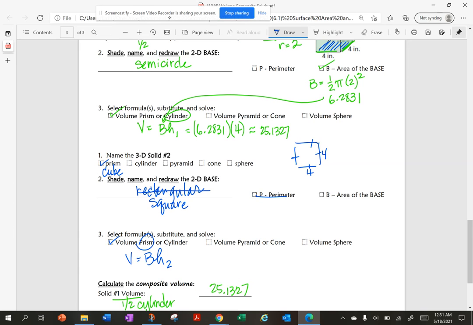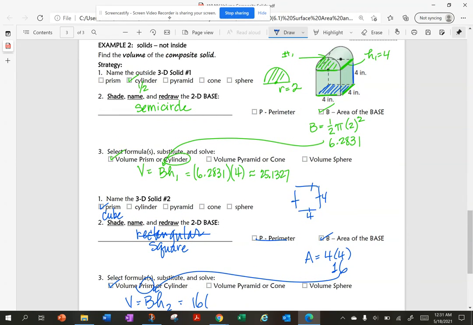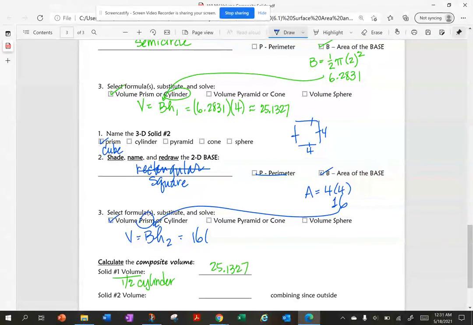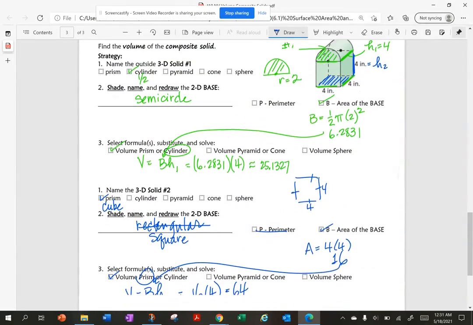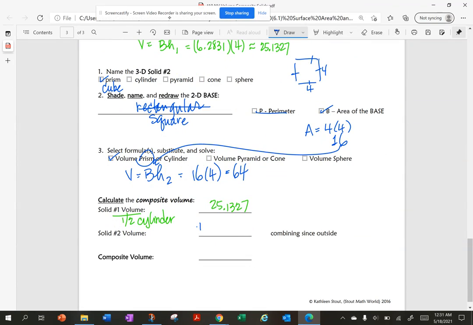I don't need the perimeter. I need the area of the base. So area of a rectangle, 4 by 4. 4 times 4 is 16. And the height of the prism is also 4. So 16 times 4 is 64. These two objects, one is on top of the other, so we're going to add these together.